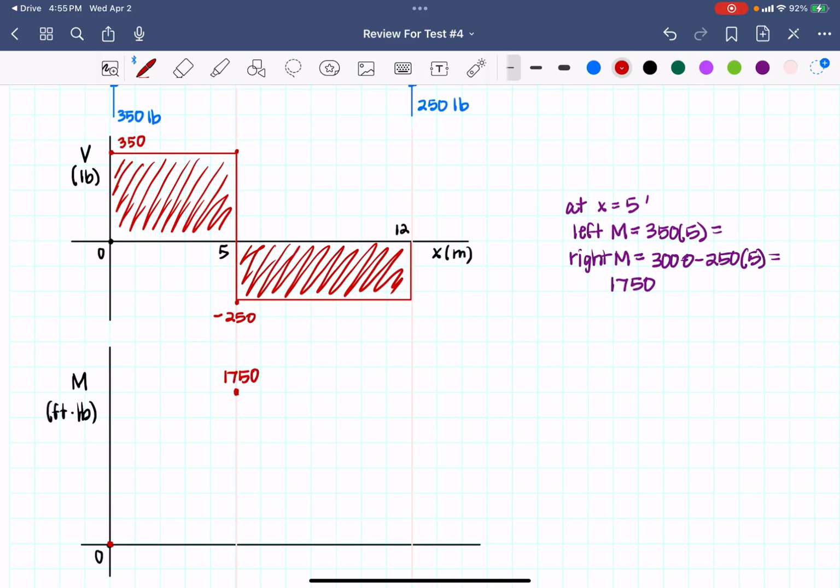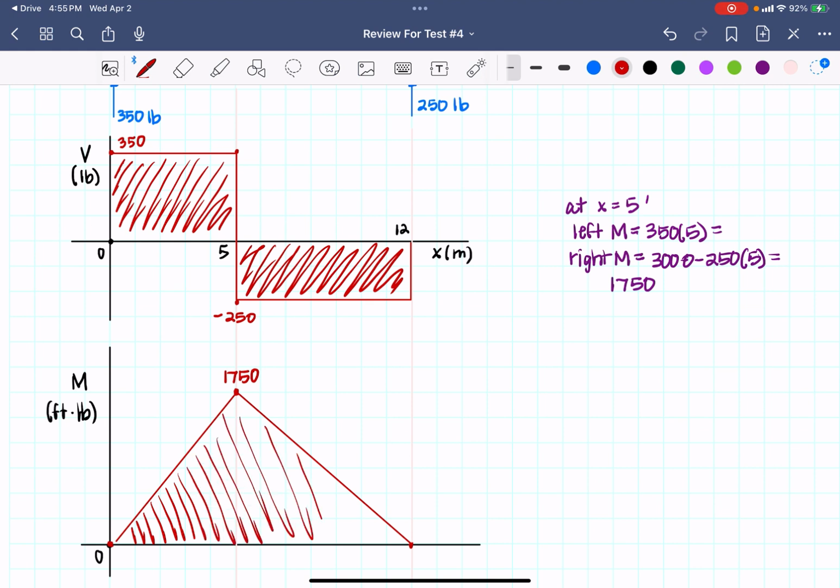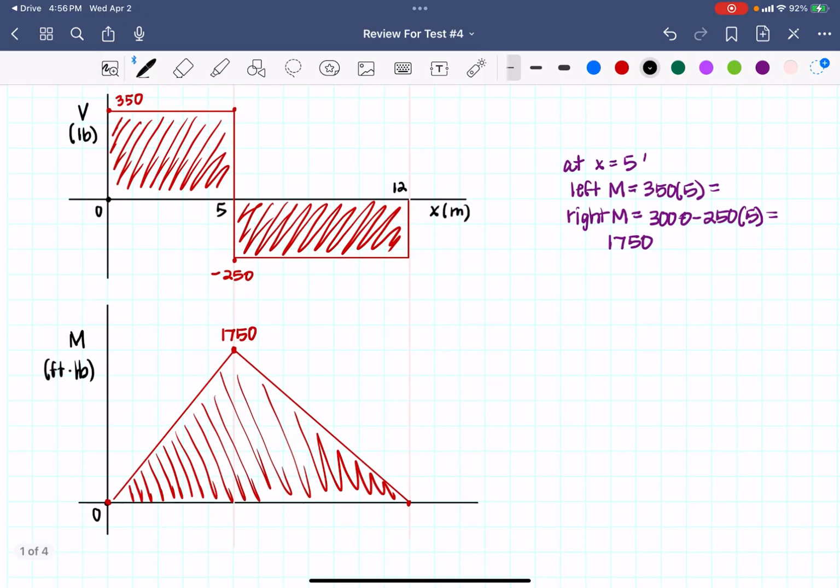And you can see it's positive, above the axis, for 0 to 5. So I'm going to be going in a positive direction for my moment from 0 to 5. And then I'm going to be going in a negative direction because my information is below the axis for this here. So that's going to be my moment diagram. And that is it. So that is the answer.